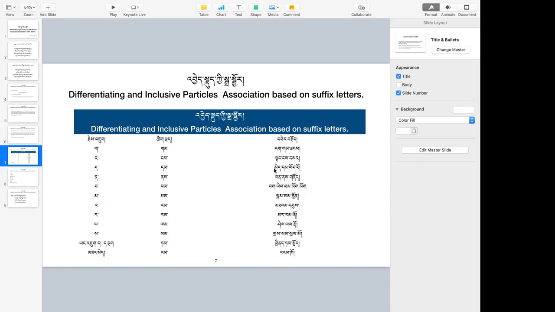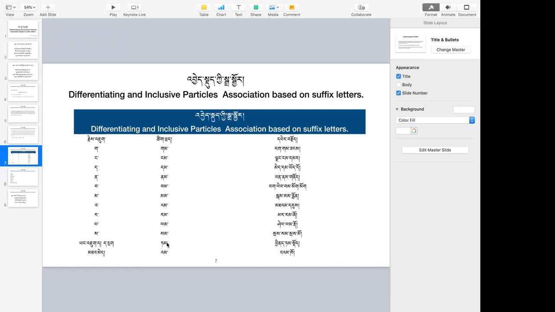So these are the examples, and this is how they associate. Till this point, we see that whichever suffix letter is the same as the first letter of the particle, that particle will follow that particular suffix letter. And here, this is the 11th one.